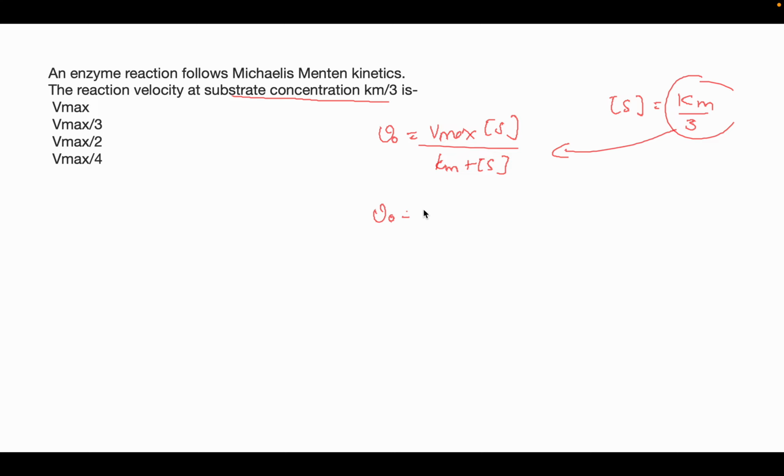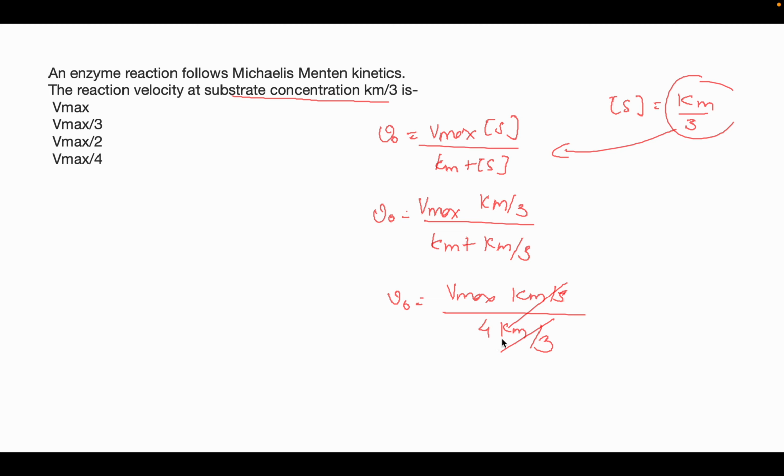So V0 is equal to Vmax times Km by 3 upon Km plus Km by 3. So what we'll have is Vmax times Km by 3 upon, so this will be 4 Km by 3. Okay, so we can just cancel this Km by 3 and we'll have V0 is equal to Vmax by 4. So here this is our correct answer.